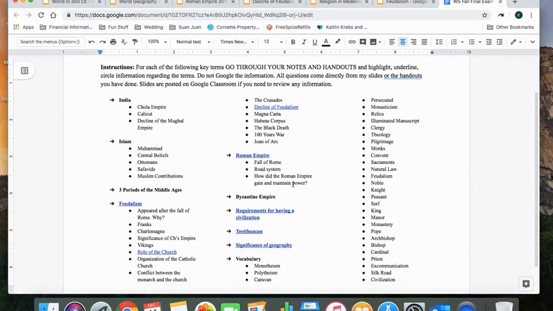For the study guide, a lot of you have had questions about what to do. First of all, these two sections right here for India and Islam, all the information comes from the posters that we have in class. So you're going to go around and find the information you need from all the posters. I have one multiple choice question essentially for each one of these.